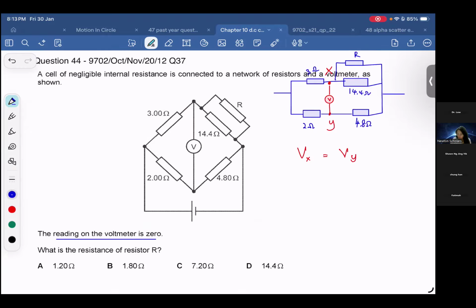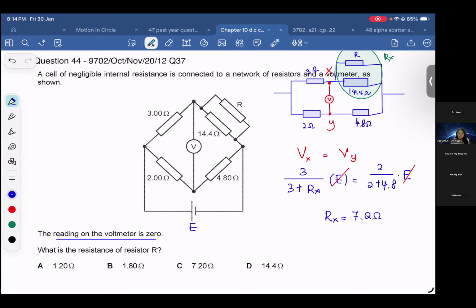So here I can write 3 over 3 plus this one, I put Rx first, because I will solve it later. So this part I set as Rx first. Then after that, it is times the voltage. We put some E, whatever. So this one is 2 over 2 plus 4.8, times E also, the total voltage. So I label this as E. It doesn't matter, because E and E can cancel out later. So if you solve the question, your Rx should be 7.2 ohm.